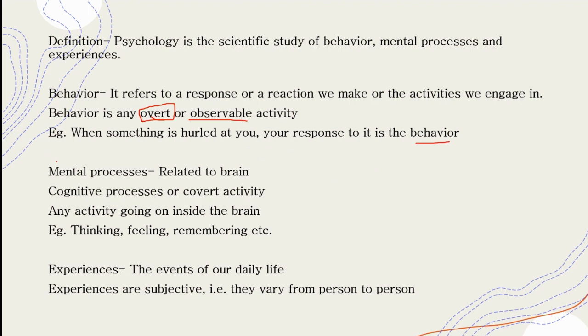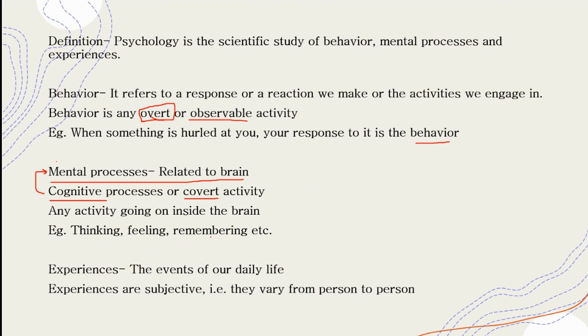Then, the second keyword, mental processes. Mental processes are related to the brain. You'll see the word cognitive a lot of times. Wherever you see this word, it means mental processes or brain activities. And it is called covert or internal activity. If you remember the word overt, overt means external, observable things, and covert means internal, something that cannot be visible outside. So, all the cognitive processes are also studied in psychology.